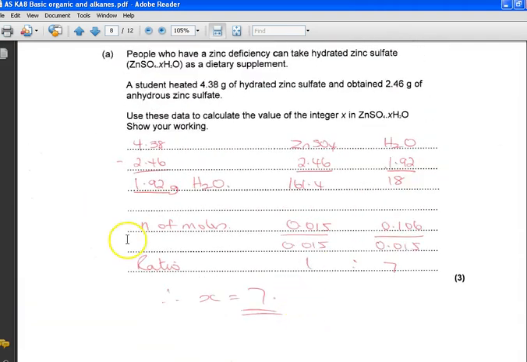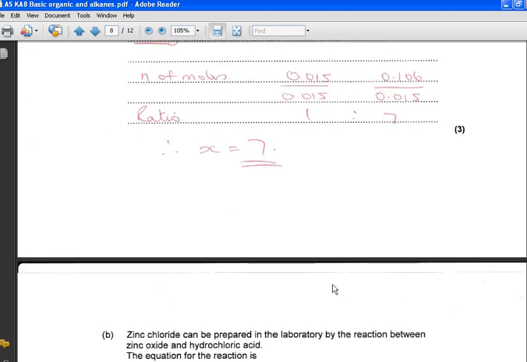We did it quite a while ago, but you would have an example of it in your blue book, and you should just go through this whole sequence. You work out your moles, you divide by the lowest number to find the ratio. It's exactly the same way as you would find an empirical formula.